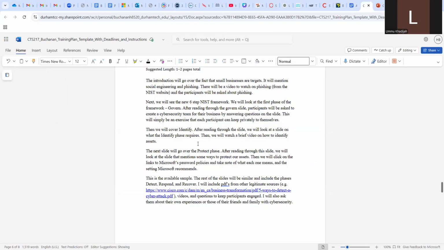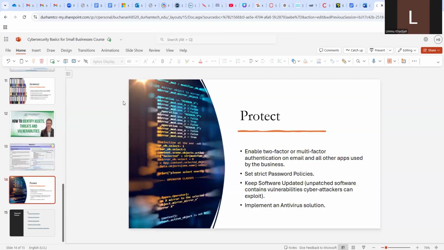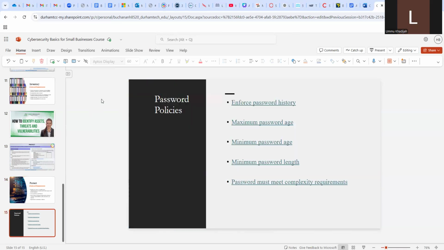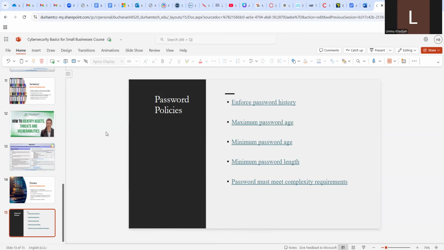After identify, we would go over the protect phase. After reading through the slide, and after looking at some of the ways on the next slide to protect our assets, so these are protect from the NIST framework. These are some of the ways we can protect our assets that are simple and easy to implement. Then I would click on each link and take them to the Microsoft website where these are. And we would see what these password policies mean, what each of them means, and what Microsoft recommends as a setting for each one.